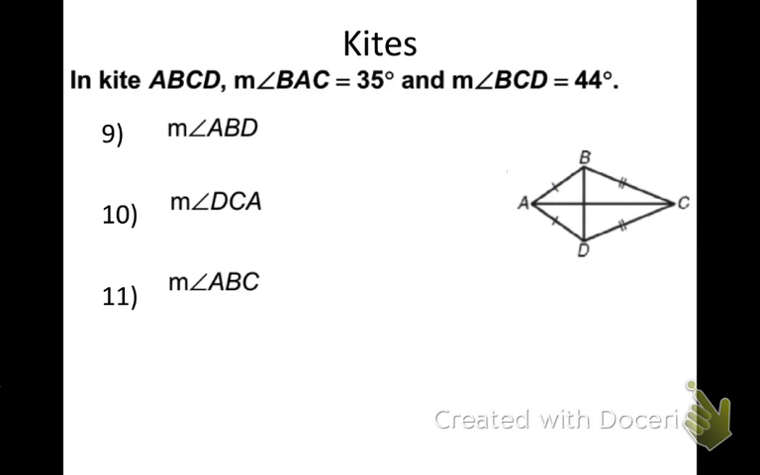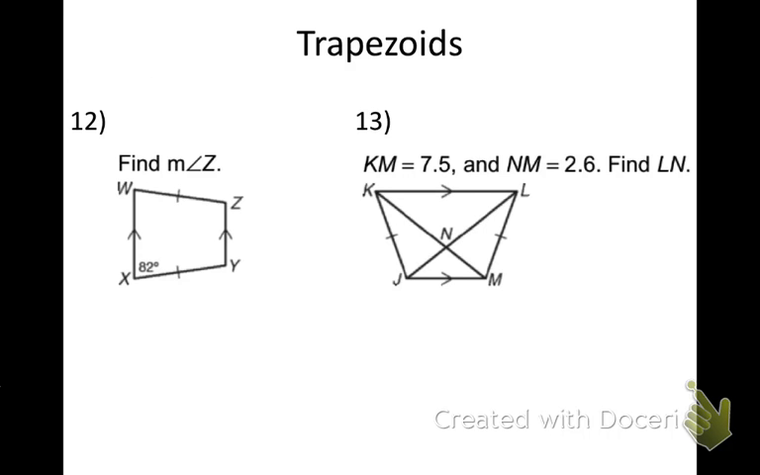Next set of problems here. Oh, just kidding. If they come up. There we go. In a trapezoid. Okay, now we look at trapezoids. Find the measure of angle Z, and then find the distance of LN. Take a couple seconds to try these two problems.